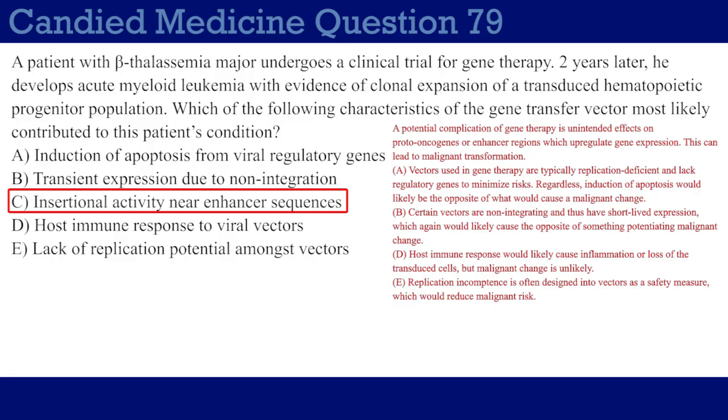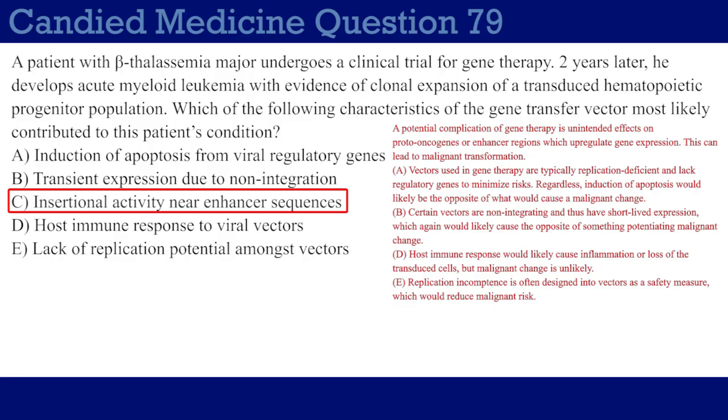Nothing complicated. And even without that, usually all the other answer choices on these kinds of questions are so obviously wrong if you really just sit down and think for 5 seconds about what they're saying. Choices A, B, and E, induction of apoptosis, transient expression, and lack of replication potential, just thinking about it from an intuitive standpoint, these would cause the opposite effect, right? They would more than likely lower the chances of malignant change in a cell.